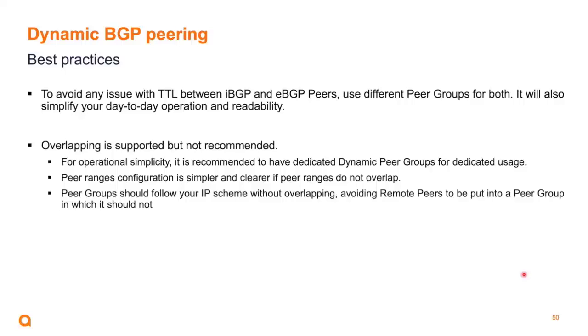Finally, regarding overlapping, as we already mentioned, it is supported but not recommended. So avoiding overlapping will allow you to get a simpler and more readable configuration and to avoid any side effects in case you have a peer which is not matching the correct peer group. Okay, so when you can, avoid having dynamic peer groups listening to overlapping subnets.